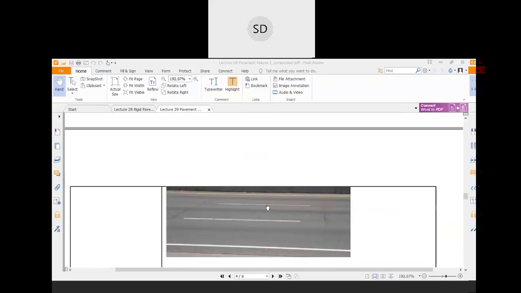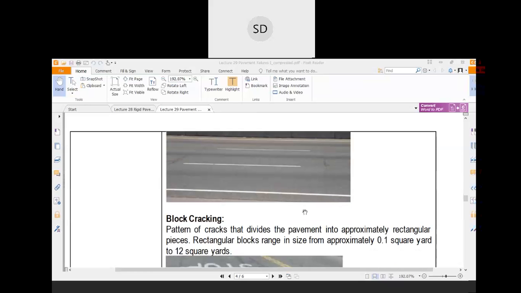So in reflection cracking it would appear that it is reflected. Suppose this is the cracking, reflection cracking, and another reflection cracking would be there. So these two types of cracking would be similar in length and diameter. This type of cracking is called reflection cracking.